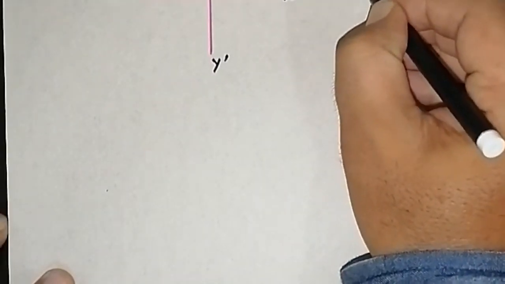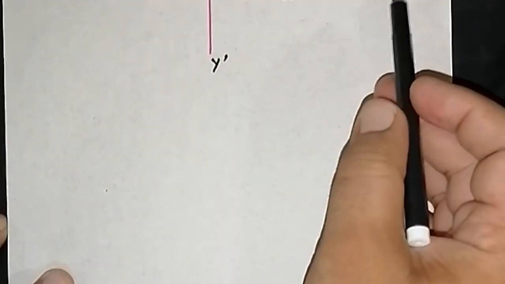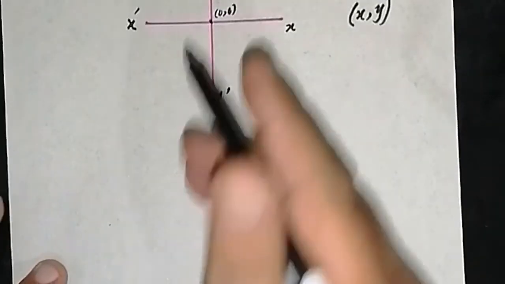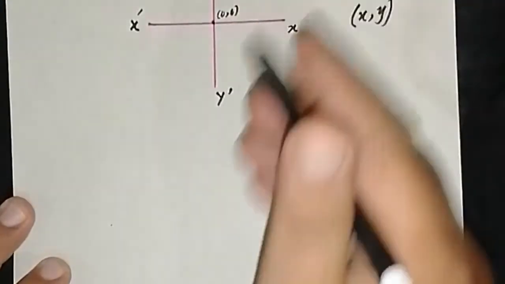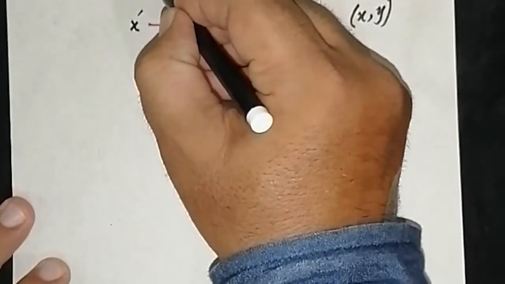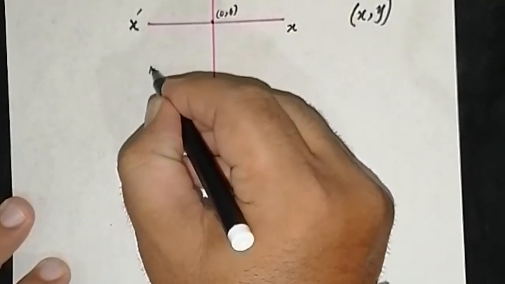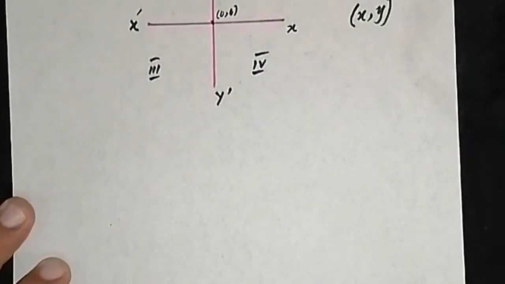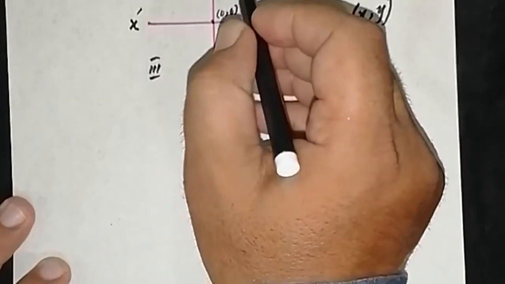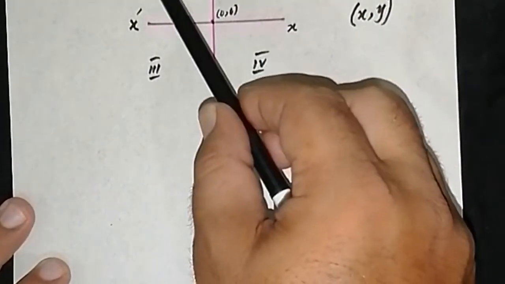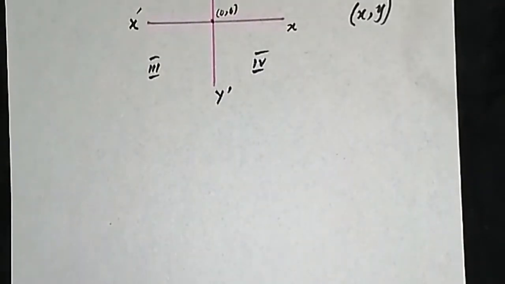And you know that this is called an ordered pair, abscissa and ordinate. Now, according to quadrant, there are total 4 quadrants. This is called first quadrant, this is called second quadrant, this is called third quadrant, and this is called fourth quadrant, anti-clockwise. The quadrants move anti-clockwise. First, second, third, fourth.